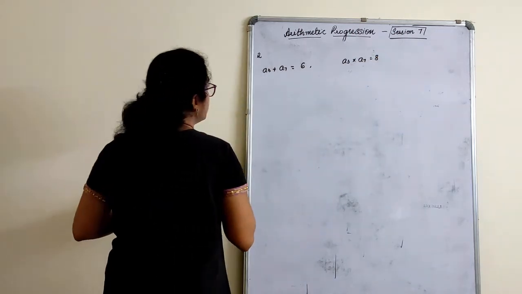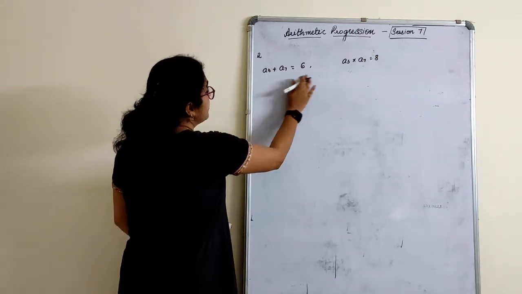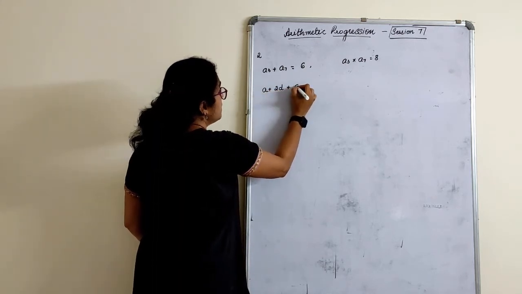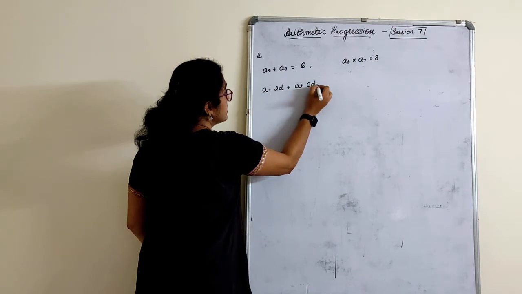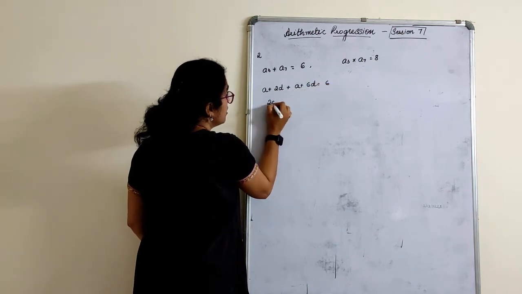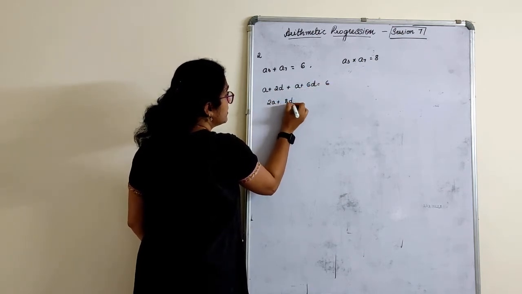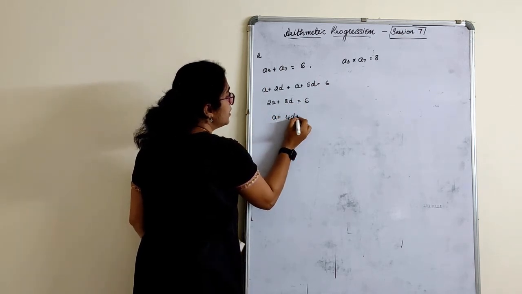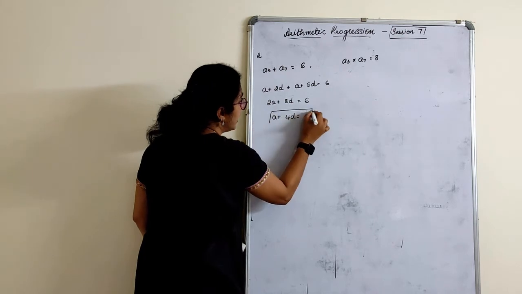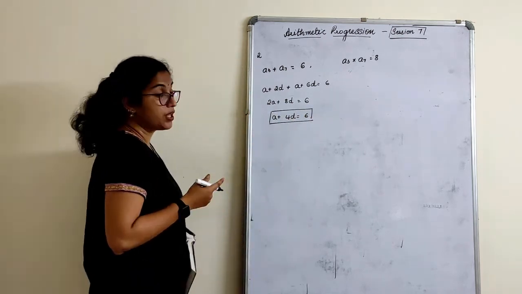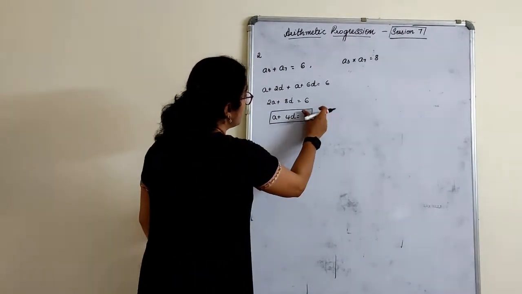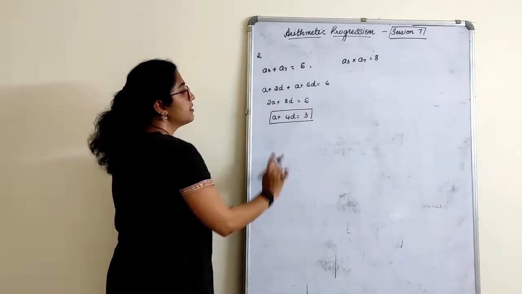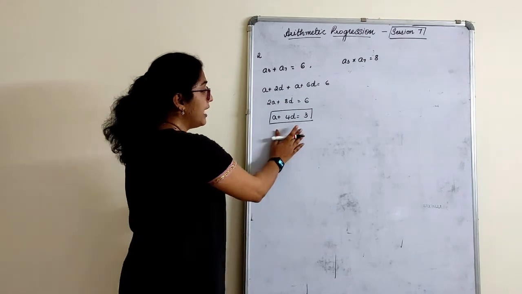Okay, look at this. Let us solve accordingly what they have given. A plus 2D plus A plus 6D is equal to 6. 2A plus 8D is equal to 6. 2 common, A plus 4D is equal to 3 as it is. They have also given, 3 will come here. A plus 4D is equal to 3, 6 will get divided by 2 as it is.